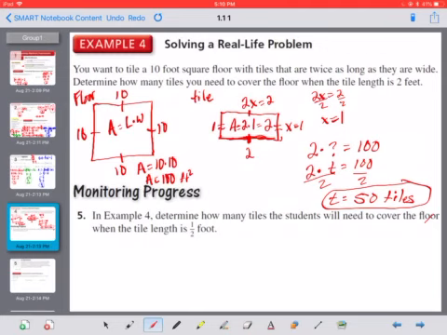And that's kind of how real life problems tend to go. They're usually not that cut and dry. They usually have do this in order to find that. So always make sure you highlight or underline the part you're supposed to find. And make sure your answer, you circle, goes back and answers what it is. Determine how many tiles. We need 50 tiles. We answered the question.